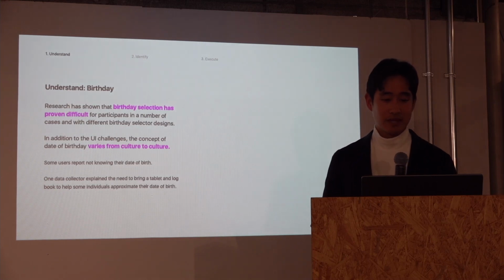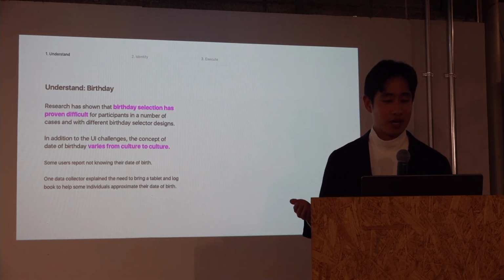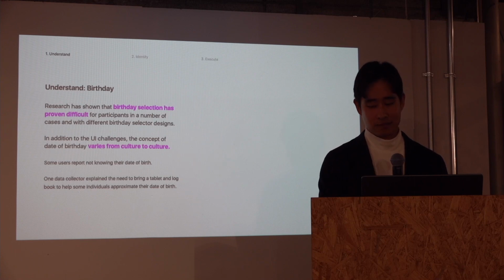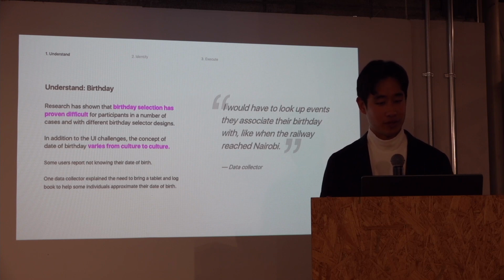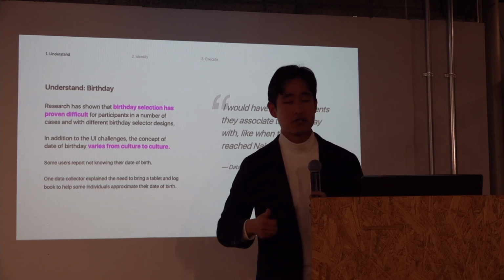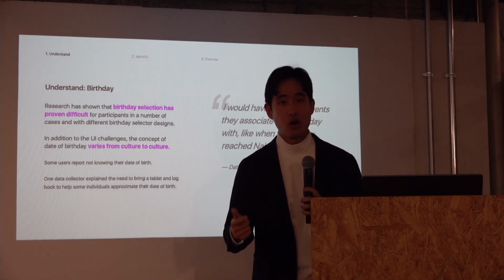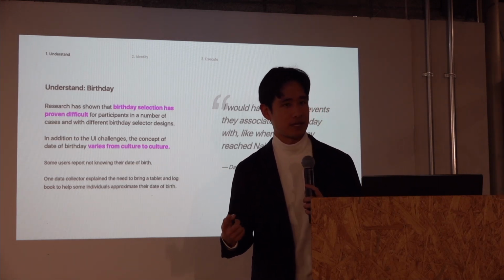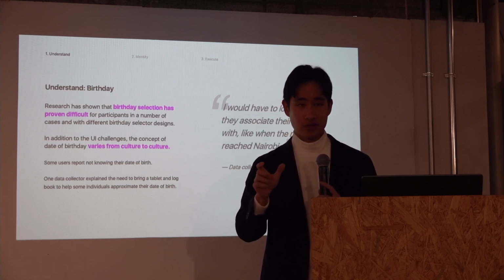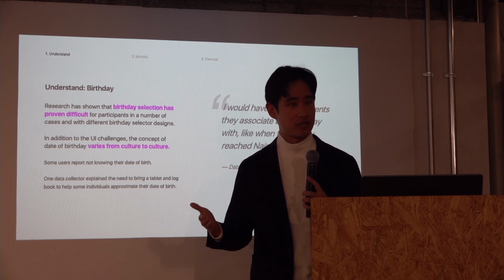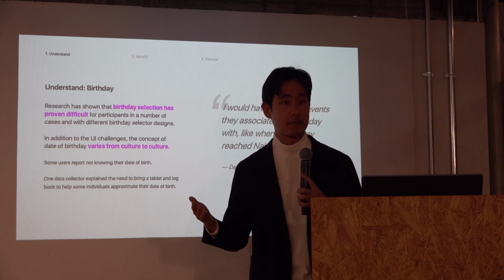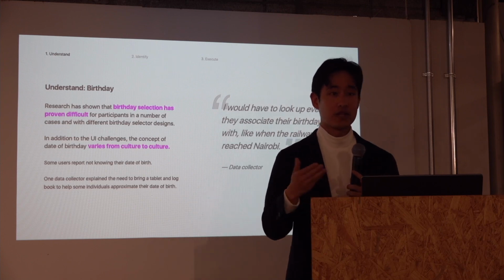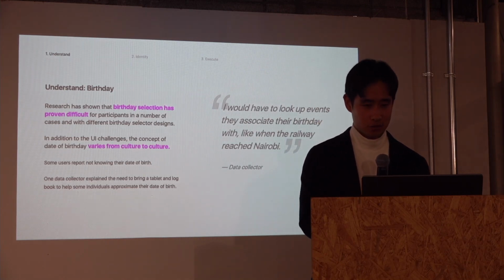One data collector even explained that they needed to bring a tablet and logbook to help some individuals approximate their date of birth. They said, "I would have to look up events they associate their birthday with, like when the railway reached Nairobi." So what have we found? There are two issues that are challenging for users right now. One is that users are not familiar with how dropdowns work. If you thought that text boxes were difficult, if you bring dropdowns to people who are new to the internet, they have no idea what to do. Secondly, it's a cultural aspect in which some people don't even have birthdays. So these are things that we found with qualitative research.